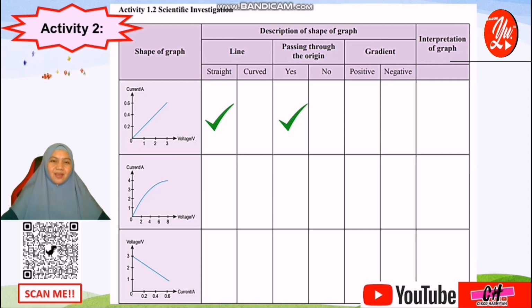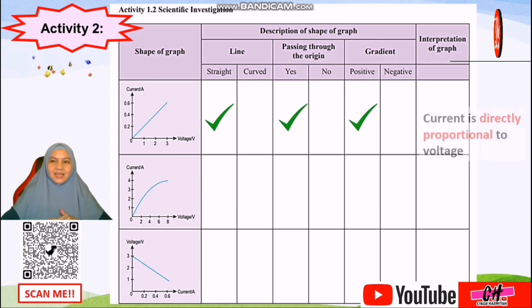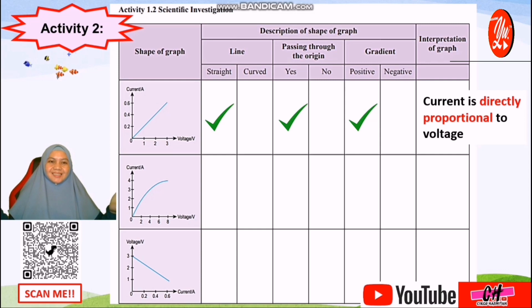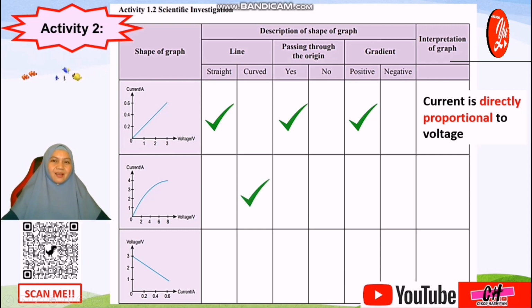Then how about the gradient? Positive or negative? It's going up, right? So, very good, it must be positive. Then how can you describe the relationship between the current and the voltage? Exactly. So, the current is directly proportional to the voltage. Simple, isn't it? Okay, now let's check the second one. What type of graph is this? The shape is a curve. Does it pass through the origin, yes or no? Yes, of course. And the gradient? Going up, so it is positive.